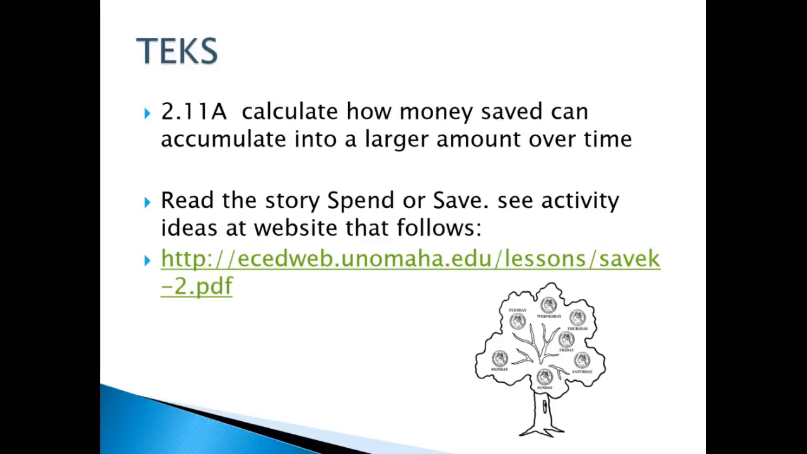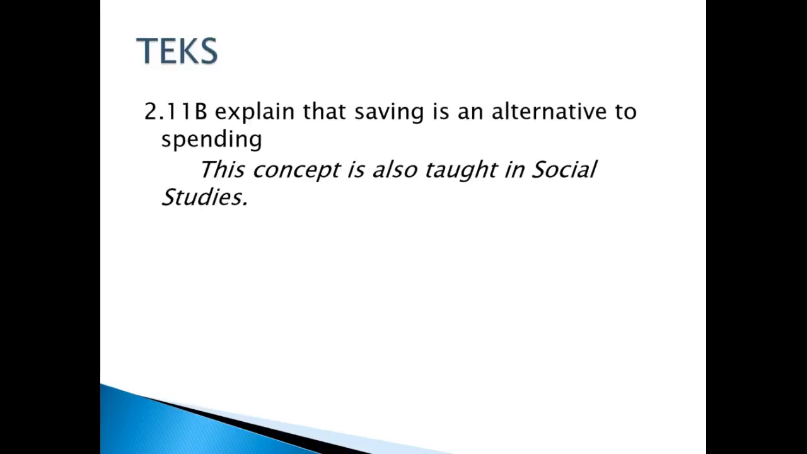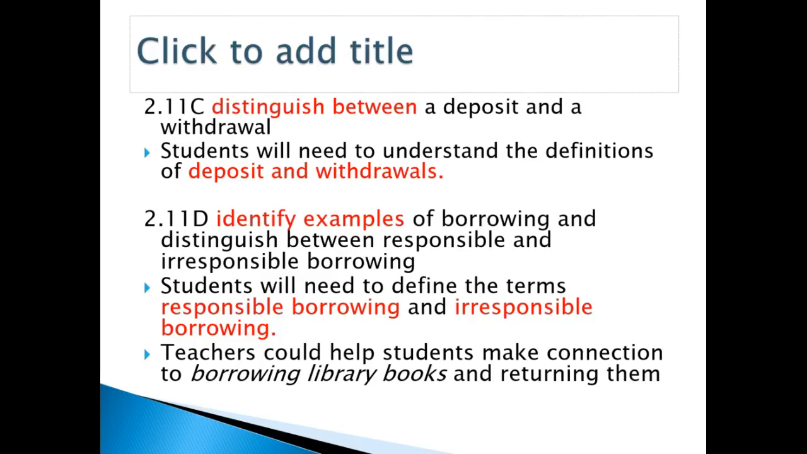So there are some activities available in Eduphoria, as well as a story you might read, Spend or Save, using this link. 2.11b is also taught in social studies: explain that saving is an alternative to spending. 2.11c, the kids are going to need to distinguish between a deposit and a withdrawal, and they have to understand those terms. And then 2.11d, they identify examples of borrowing and distinguish between responsible and irresponsible borrowing. So they'll have to define those terms as well.